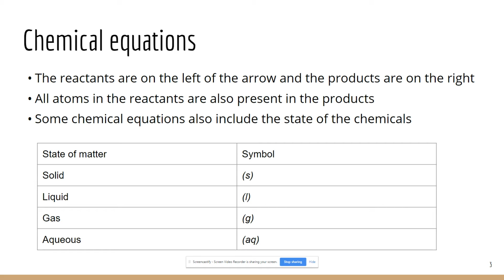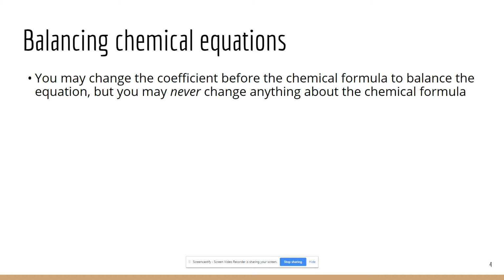And really all chemical equations include the state of the matter. Sometimes we remove them just for convenience. So if you see S in parentheses, that means it is a solid. L, it is a liquid. G for gas. And if it is dissolved in water, meaning it's part of an aqueous solution, we'll do AQ for aqueous. Pause here.